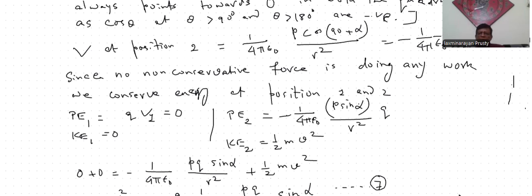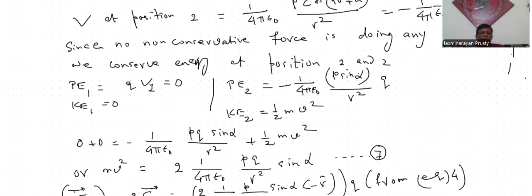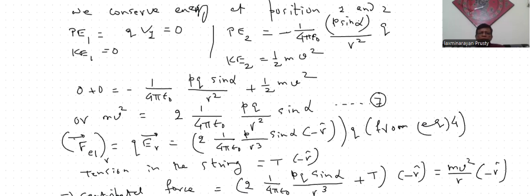K2 is half mv square. V is the velocity at position 2. So 0 plus 0 is P2 plus K2. So from this I got mv square is this much. Yes or no?